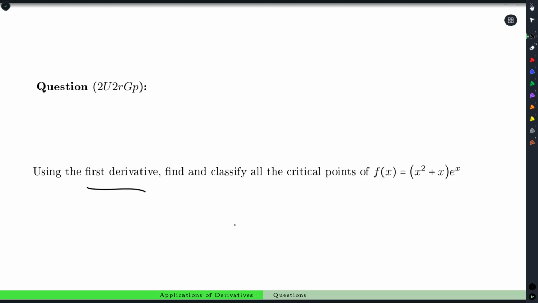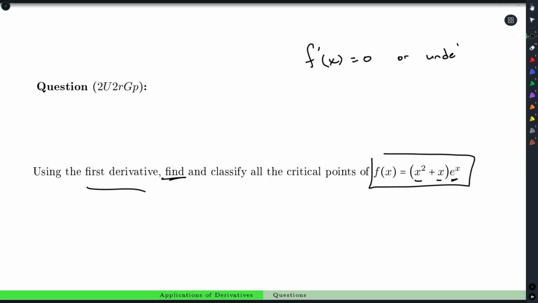Using the first derivative, find and classify all the critical points of x squared plus x times e to the x. All right, so there's two parts to this. Of course, we're going to have to find the critical points. That's not too bad. Remember that critical points occur when the first derivative is either equal to 0 or when the first derivative is simply undefined.